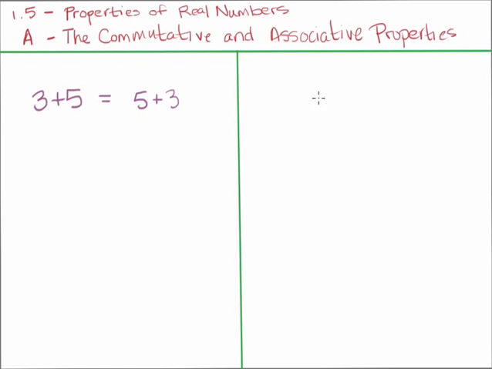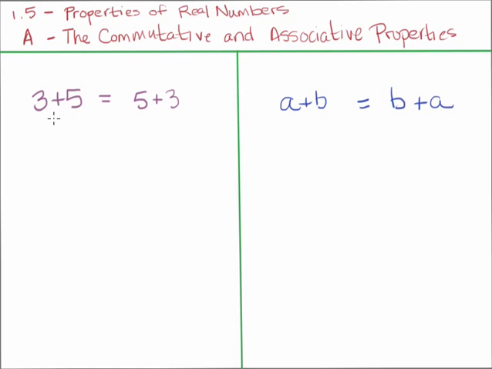That means I can do the same thing for two variables. Let's use a and b this time. A plus b is going to be equal to b plus a, no matter what a and b are, no matter what their values are. This is called a generalization of the property we found using 3 and 5.